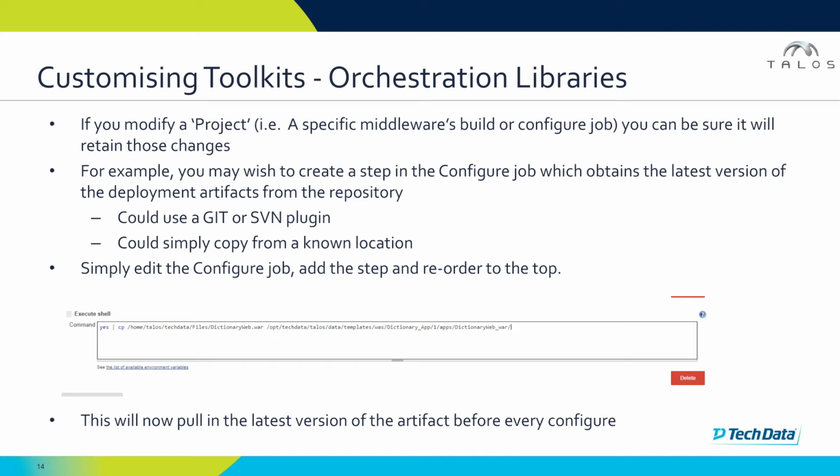So for example, you can go into the configure job and add a step which will go and grab the latest version of your application from the repository using, I don't know, a Git or SVN plugin, or simply copy it from a known location. And you could add that as a step to occur before any of the configure happens, and then you know that when the job executes, the right version of the application will be there.